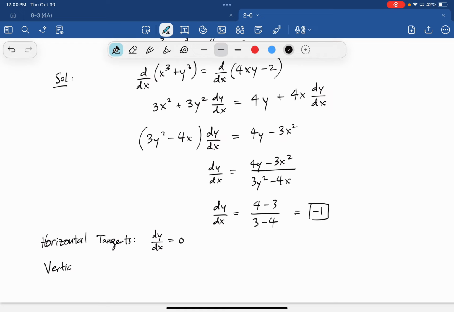Now, what is a vertical tangent line? That's a little more tricky, because what is the slope of a vertical line? The slope of a vertical line is actually undefined or infinite. So vertical tangents occur whenever the derivative does not exist or goes to infinity. You can write it like that, or undefined.